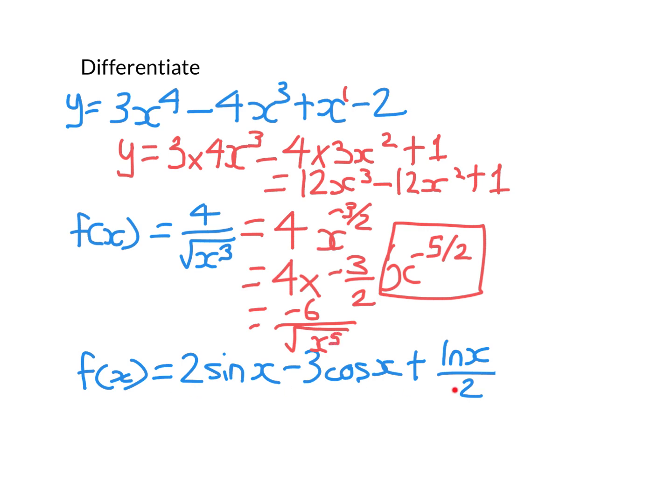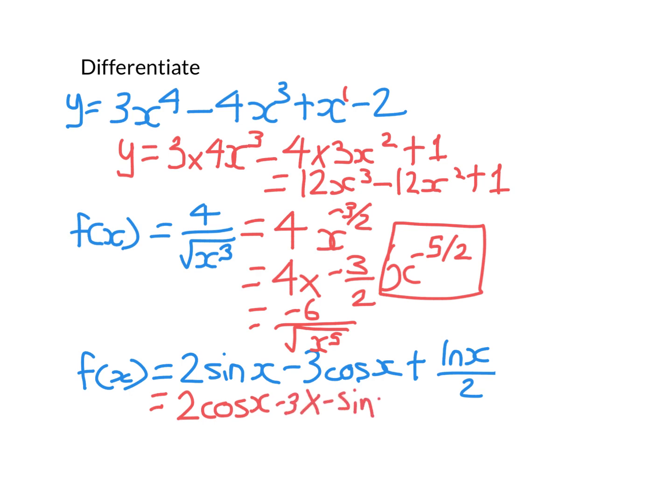All right, let's differentiate this one here. Once again, we differentiate term by term. So the derivative of sine is cos, so derivative of 2 sine x is just 2 cos x. The derivative of cos is negative sine. So this will be negative 3 times negative sine of x.